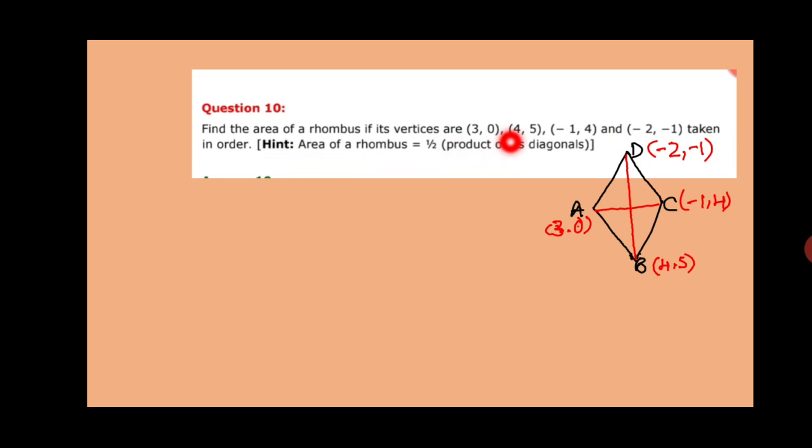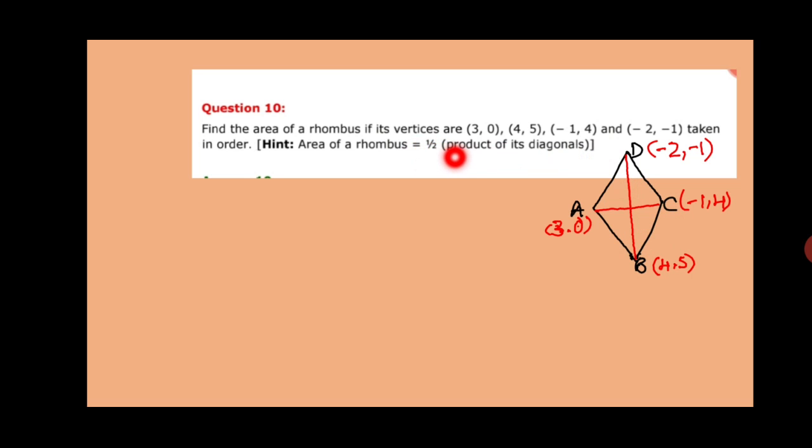Now look into question number 10. Find the area of a rhombus if its vertices are (3, 0), (4, 5), (-1, 4) and (-2, -1) taken in order. Yes, one hint is also given here. Area of a rhombus is equal to half the product of its diagonals. Right? So draw a rough figure of a rhombus ABCD whose vertices are known. Write in order and join two diagonals AC and BD.